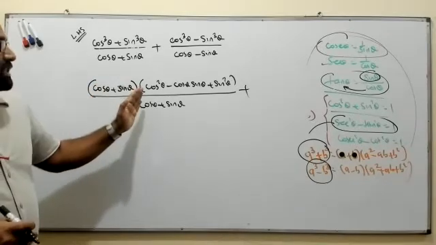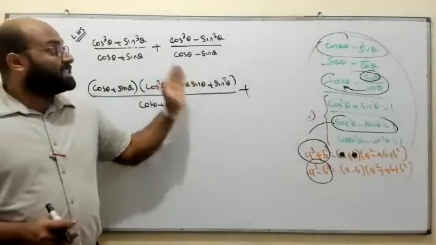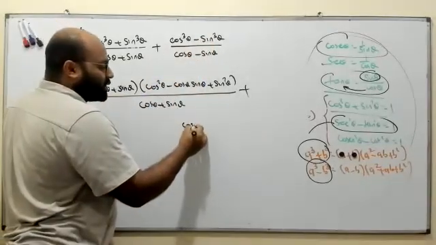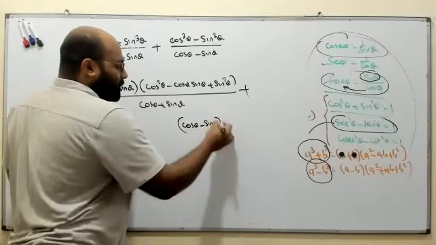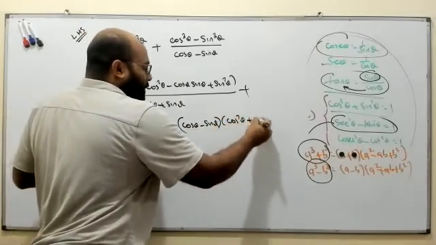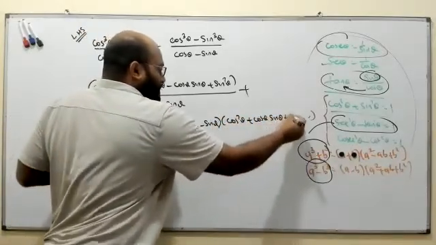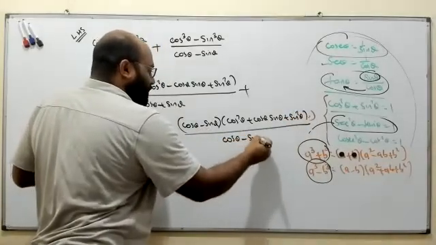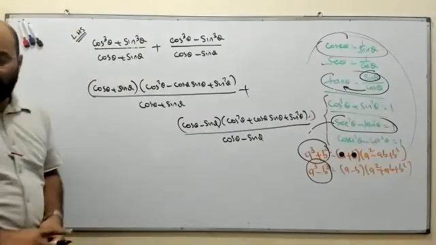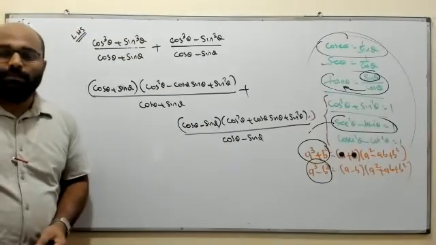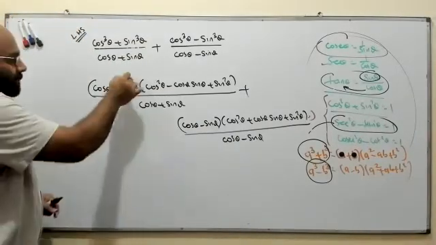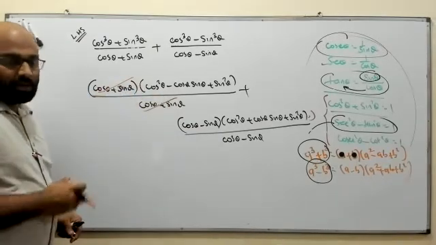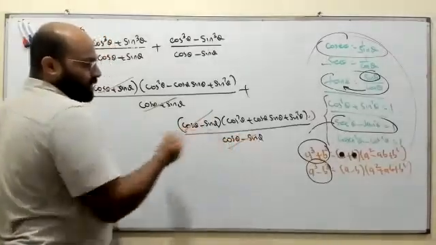So cos theta plus sin theta, into cos square theta minus cos theta sin theta plus sin square theta. Same way you can do the second part also, plus a cube minus b cube. What is a cube minus b cube? (a minus b) into (a square plus ab plus b square), divided by cos theta minus sin theta. Within one or two steps you will get this. Now the cancellation part: cos theta plus sin theta you can cut, because it's multiplication as well as division. The same with cos theta minus sin theta.